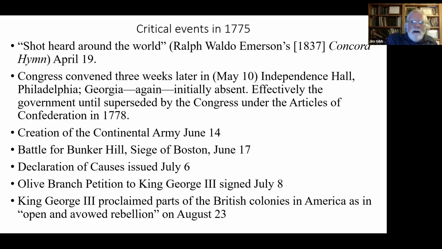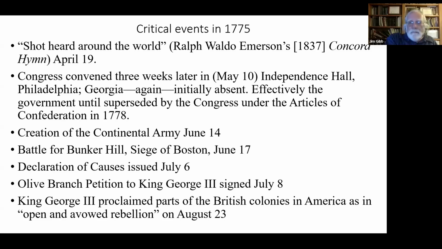But at this point, Congress effectively becomes the government of the United Colonies and remained the governing body till at least 1778. I guess you could probably argue 1781. On June 14th, 2 months later, they created the Continental Army. Again, this is no longer mob violence. This is open civil war.